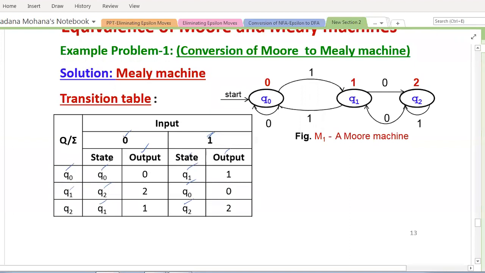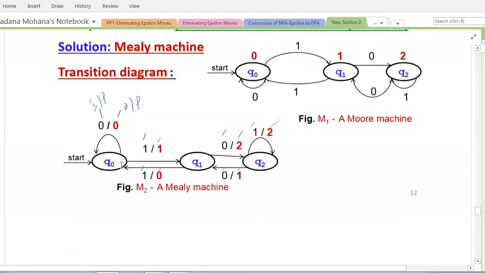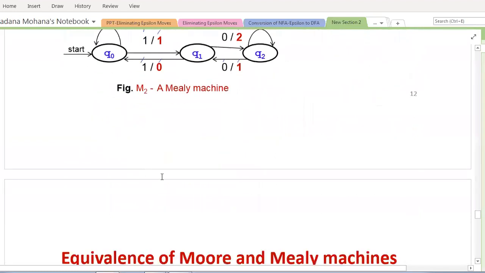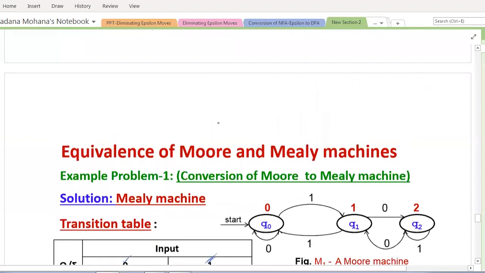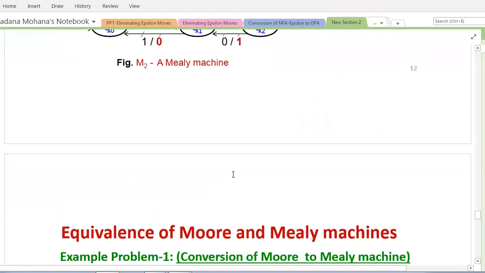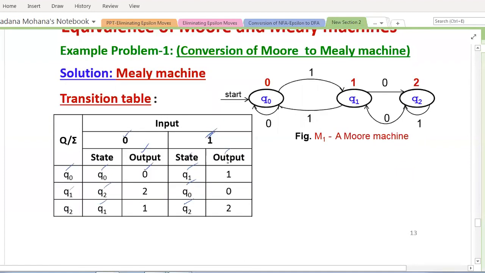So Q naught on 0, what is its output? Here you can see, Q naught on 0, its output is 0. So that 0 is added here. Similarly, Q naught on input 1, what is its output? See, Q naught on input 1, its output is 1. So its output is 1. See, don't get confused here. Don't look at the next state. This value is for the row heading state output, not for the next state output. So you can remember this point.